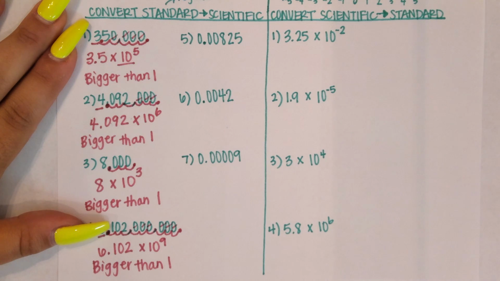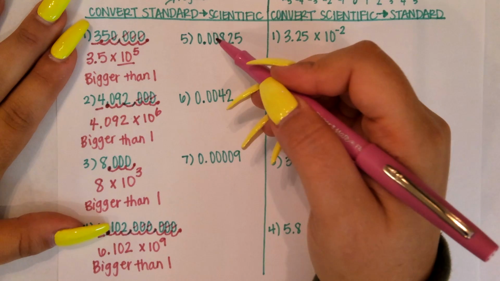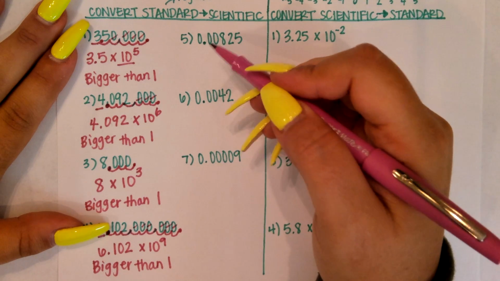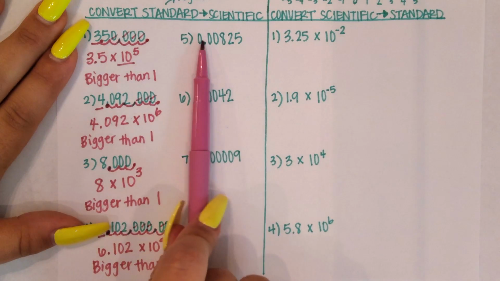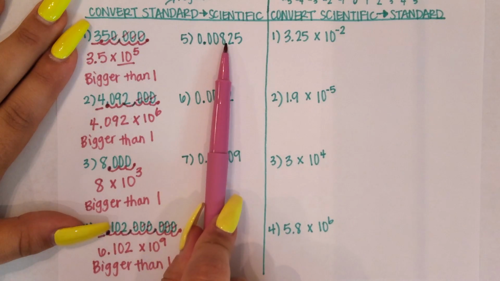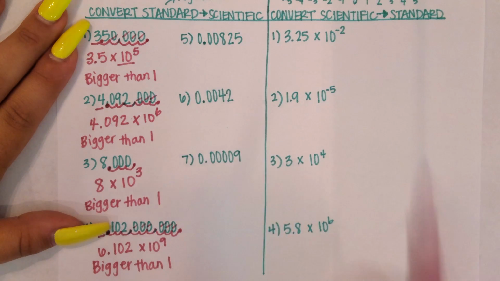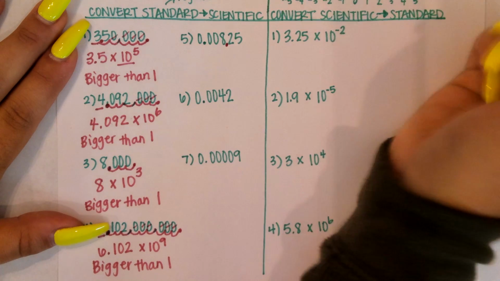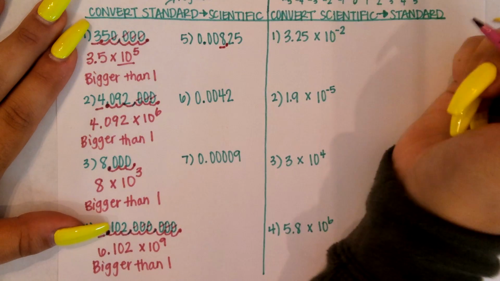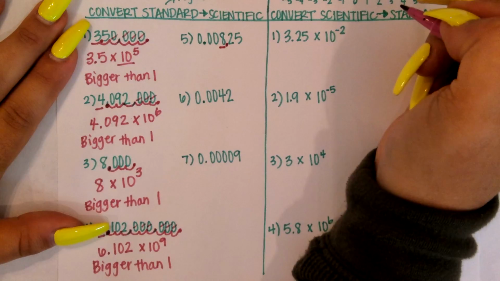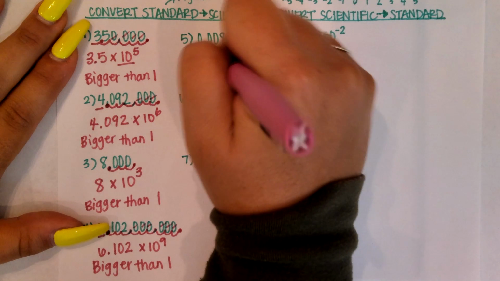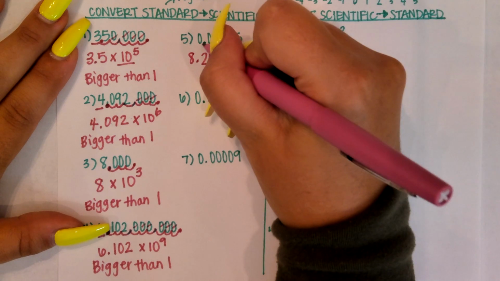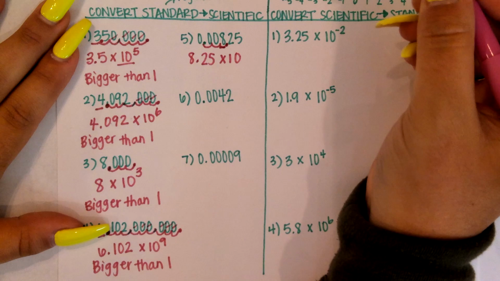Okay, number 5. There is already a decimal in the number. So all I need to do is move it to where I only have one number to the left that is not 0. So I'm going to take my pen and follow it and stop when I get to the first number that is not 0, and I'm going to put my decimal after it. So now I have one number to the left that is not 0. So my new decimal is 8.25 times 10, and I moved it 1, 2, 3 times.